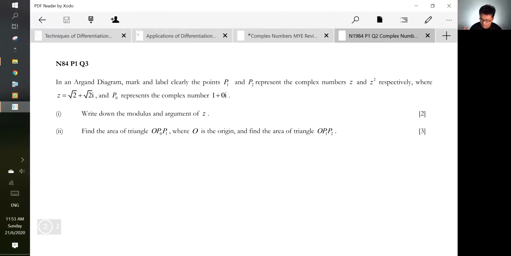So let's look at the first part. Write down the modulus and argument of z. Now, interesting. I hope there's no typo here. Let me check.